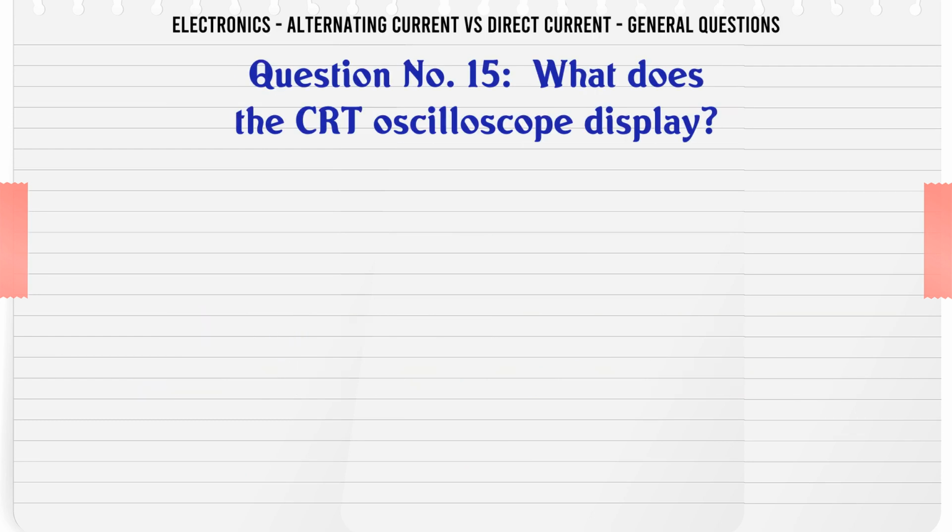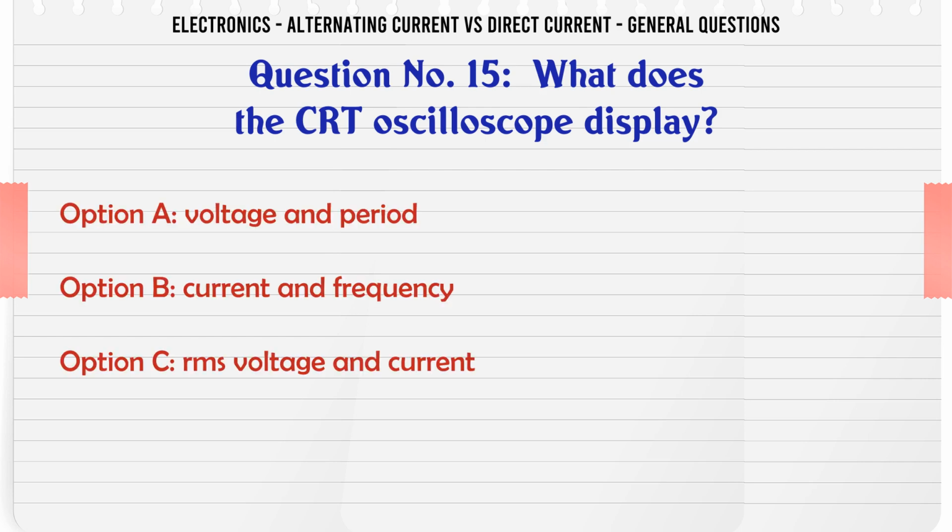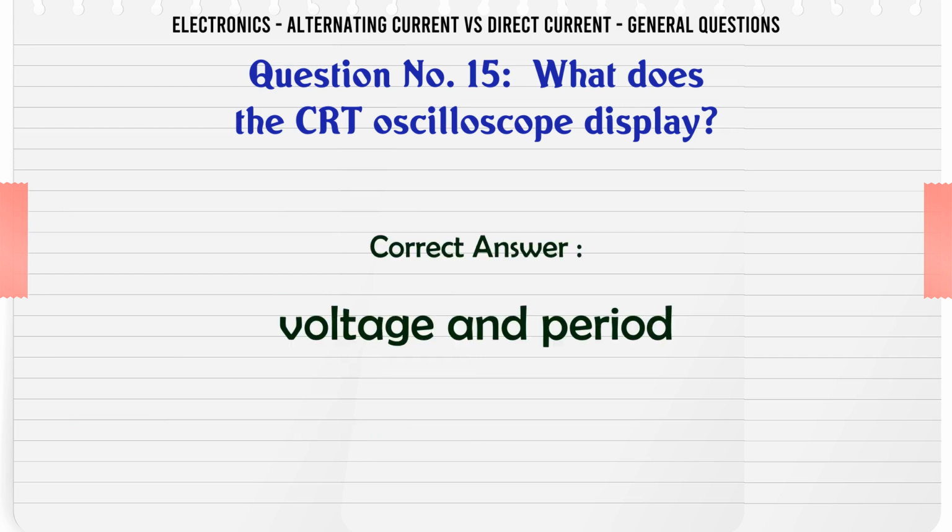What does the CRT oscilloscope display? A. voltage and period. B. current and frequency. C. RMS voltage and current. D. frequency and voltage. The correct answer is voltage and period.